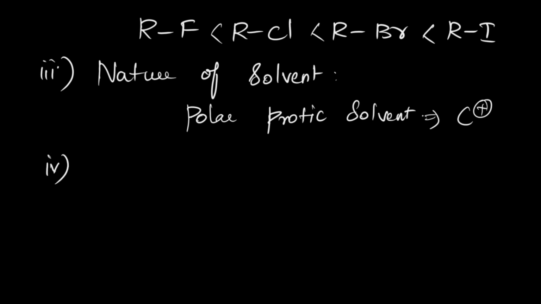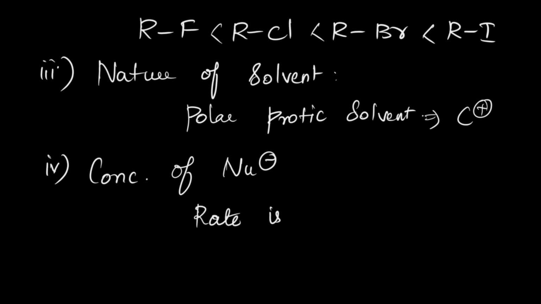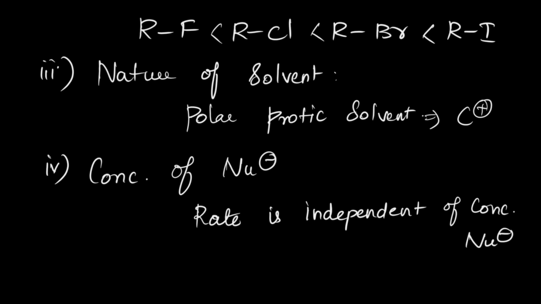And the concentration of nucleophile. Some questions can be asked from this part. What will happen if I change the concentration of the nucleophile? It will not affect the rate of the reaction. So the rate is independent of the concentration of nucleophile. Why? Because it is not taking part in the rate determining step. Okay, so these are important in case of SN1.